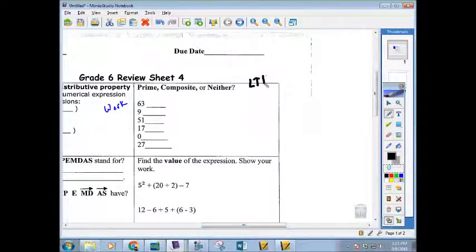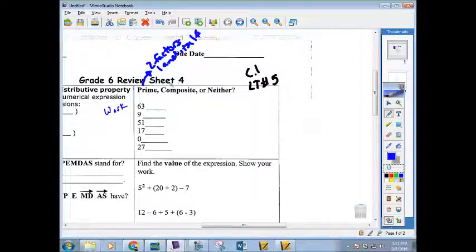Okay, prime, composite, or neither. This is learning target number 5 of chapter 1. Any information that you need to get from this, you can. I will remind you right now that a prime number has 2 factors, so only 2 numbers divide it evenly, 1 and itself. Composite numbers have 3 or more factors. And neither would be a little different situation, but they aren't going to have these criteria.